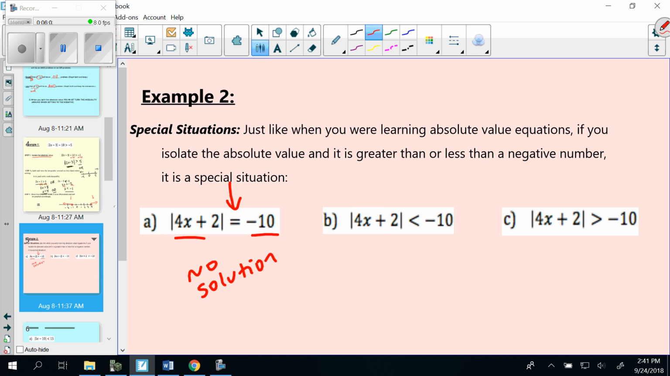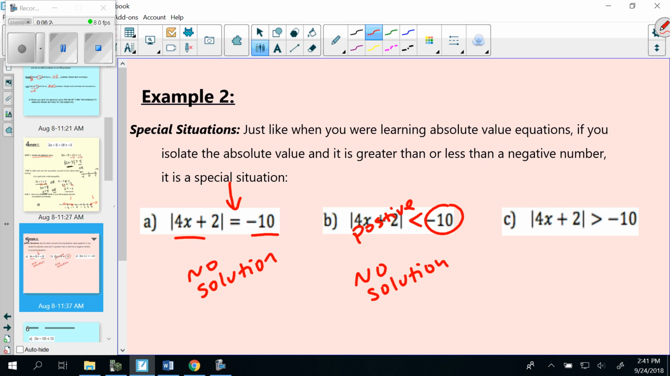On B, absolute value, remember this is going to come out to be positive. It's going to come out to be a positive number. Can we have a positive number less than a negative number? No. So this one's also a no solution situation. We can't have a positive number less than a negative number.